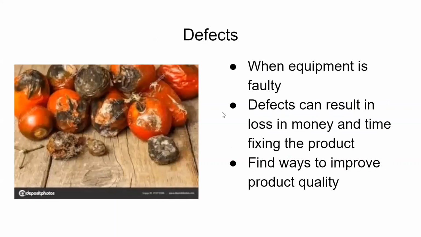The fifth MUDA is defects. This is when the equipment or products come up faulty. Defects can result in a loss of time and money, as manufacturers will have to recall the products in order to fix them, and can also lose a lot of money at the same time. In order to reduce defects, you must find ways to improve the product's quality.